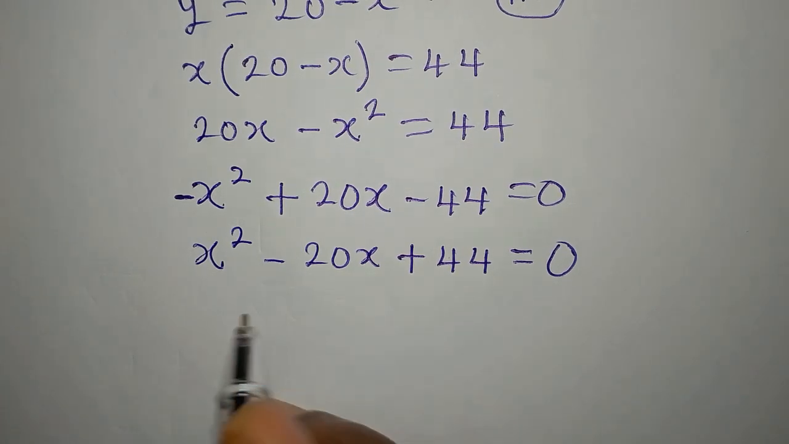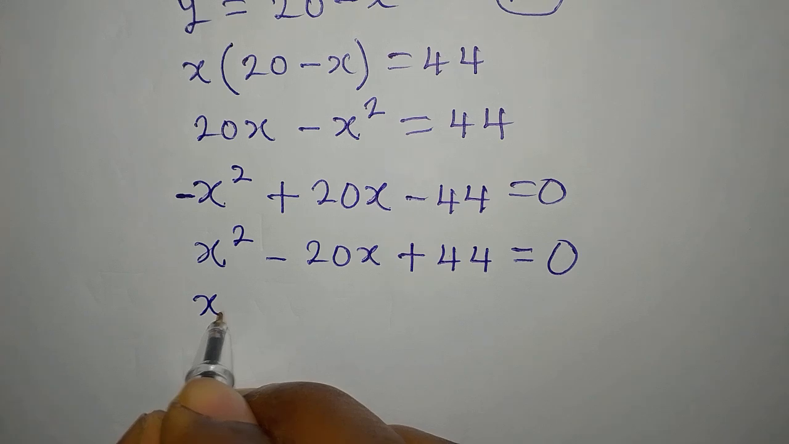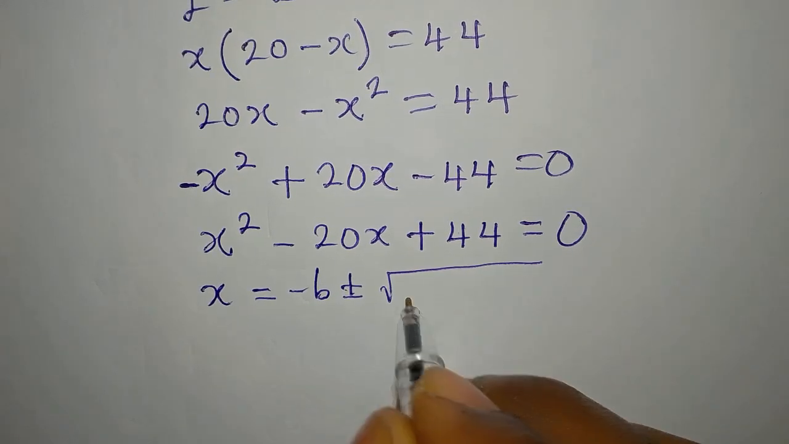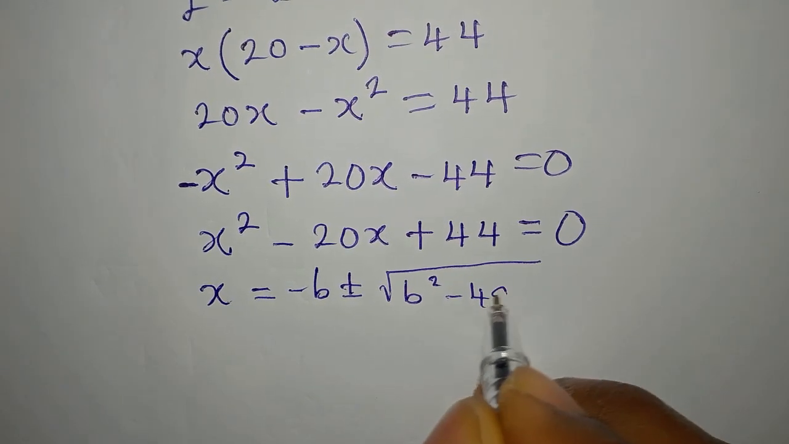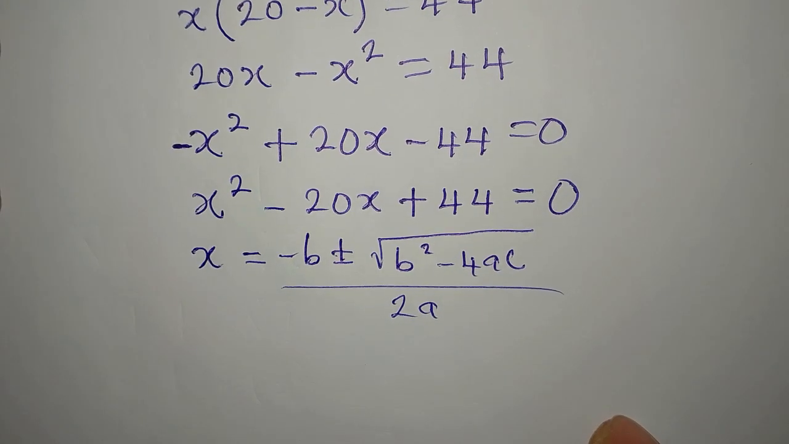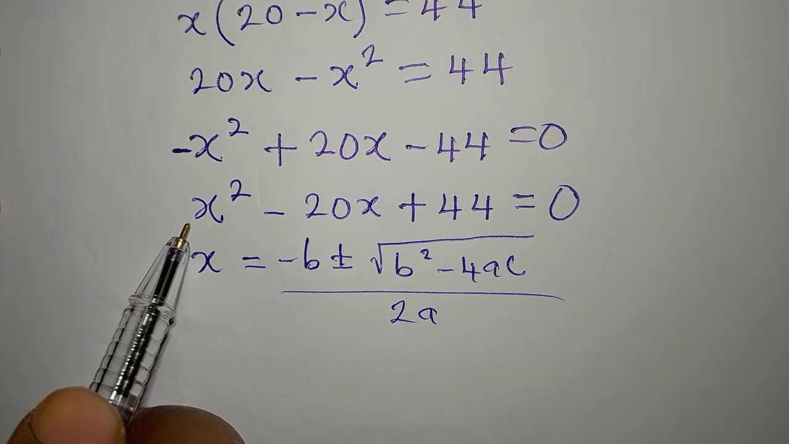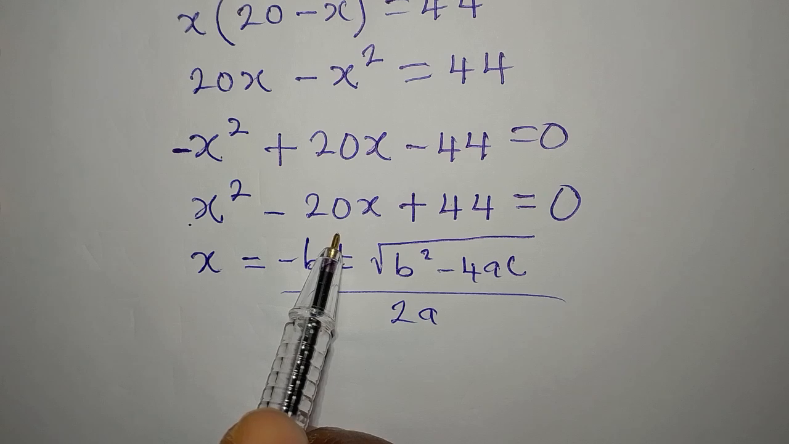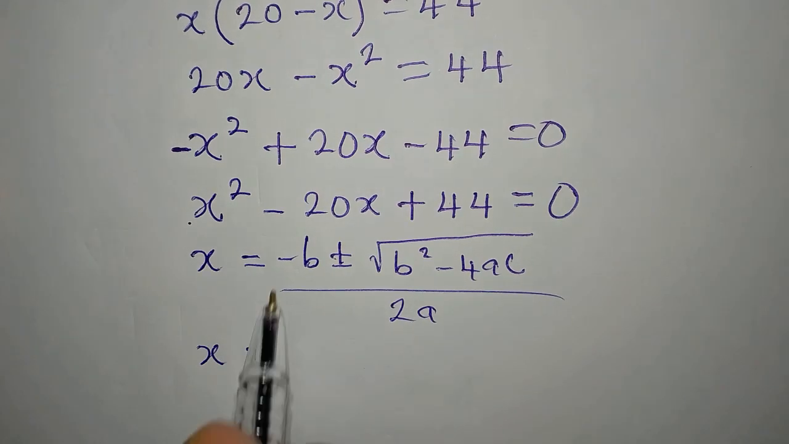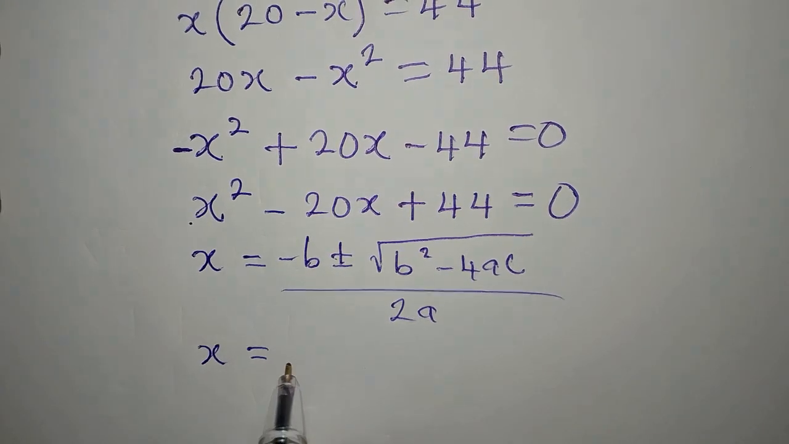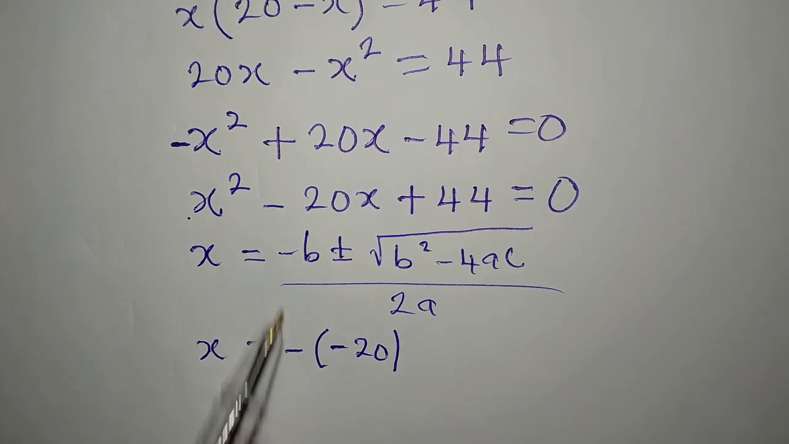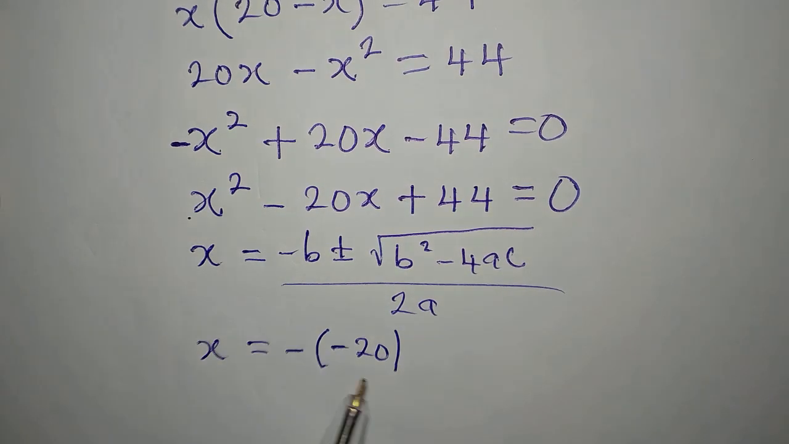Okay, so we are going to use the formula method for this. So our x is equal to minus b plus or minus square root of b squared minus 4ac, all over 2 times a. Now our a is the coefficient of x squared, our b is minus 20, and our c is 44. So x is equal to, in place of minus b, I write minus 20. This is because this negative is out and b itself is minus 20.